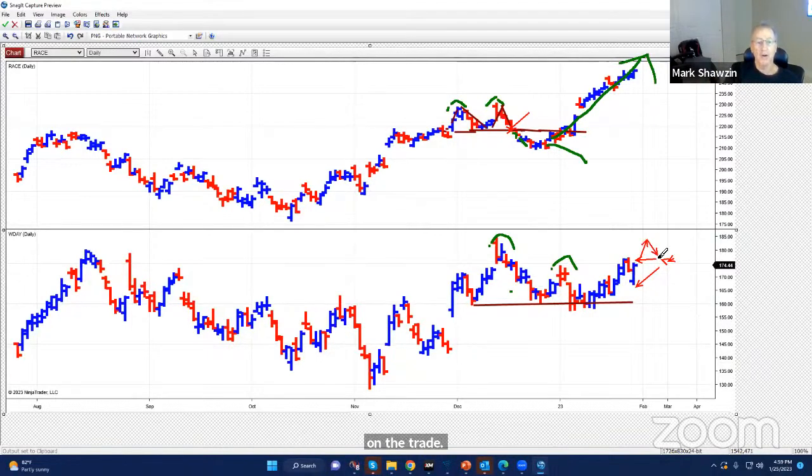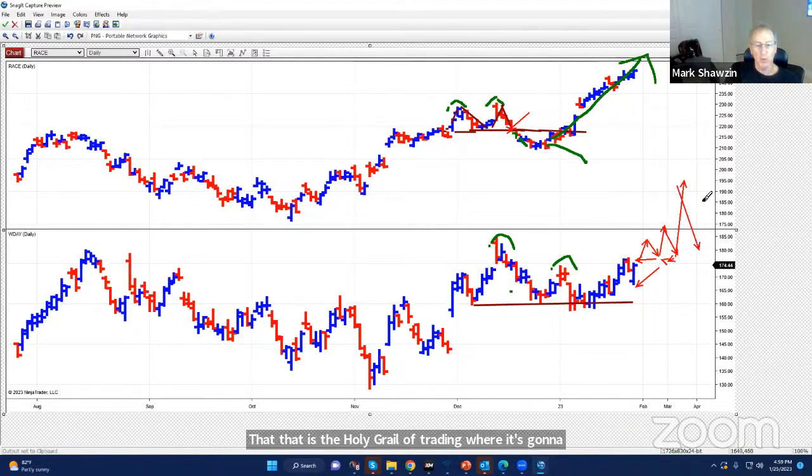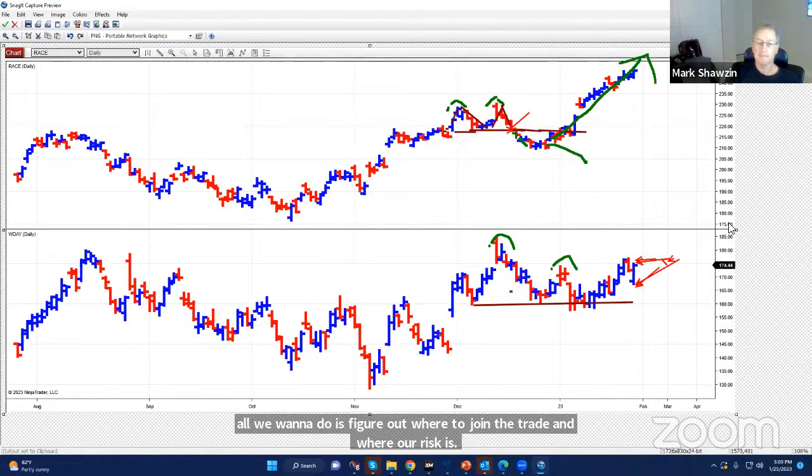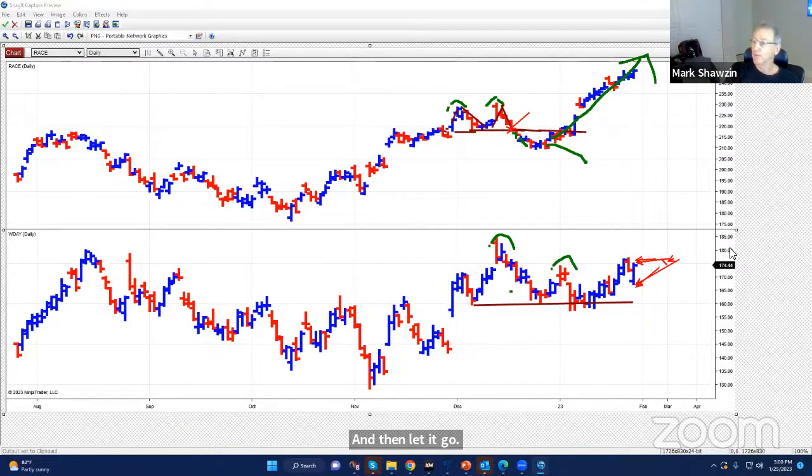Where it's going to go now, in what time frame, how much, where, and when, that part we don't know. But this thing looks like it is going higher. So all we want to do is figure out where to join the trade and where our risk is, and then let it go. Are there any questions on this before I move to FX?